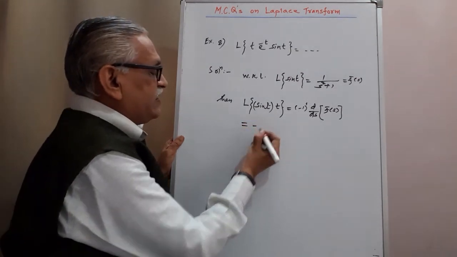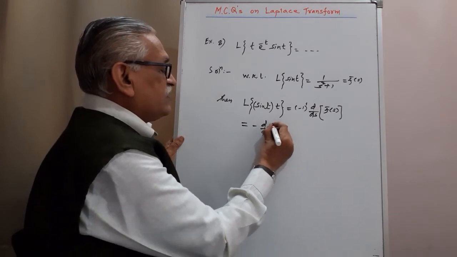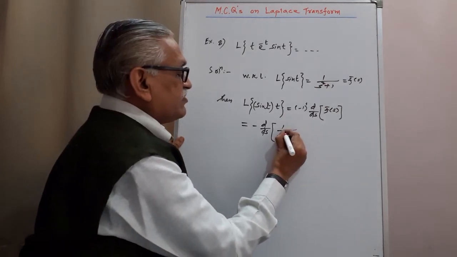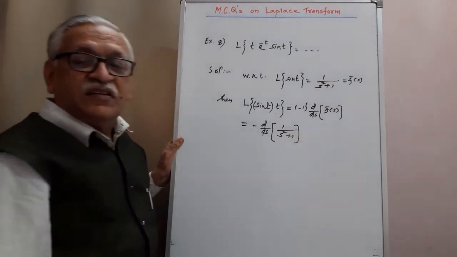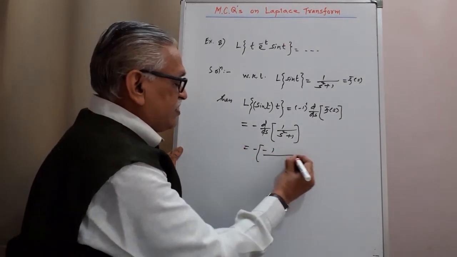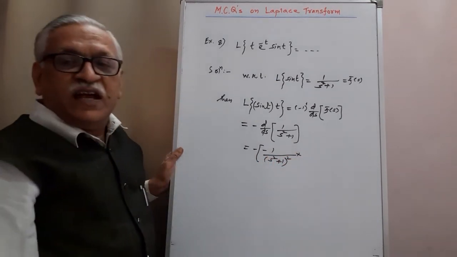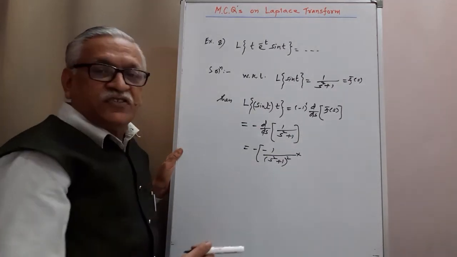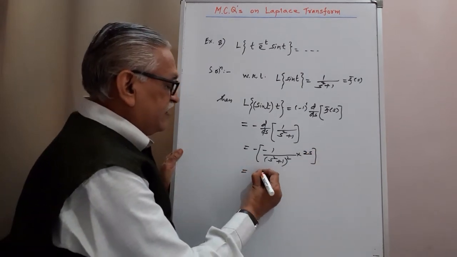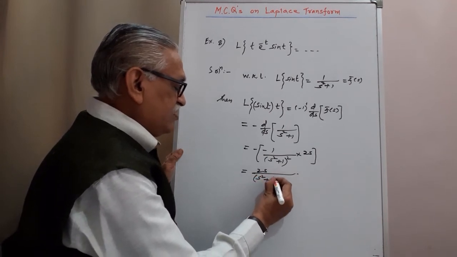As per that, minus 1 raised to 1 is minus 1, so the sign is minus, d by ds of the derivative of that function f bar of s. The function is 1 upon s square plus 1. The derivative of 1 by x is minus 1 by x square, so it is s square plus 1 bracket square. It is a function of a function, so applying the chain rule, differentiation of s square is 2s, and if you simplify it, it becomes 2s divided by s square plus 1 whole square.